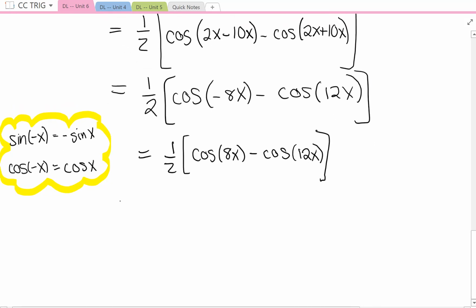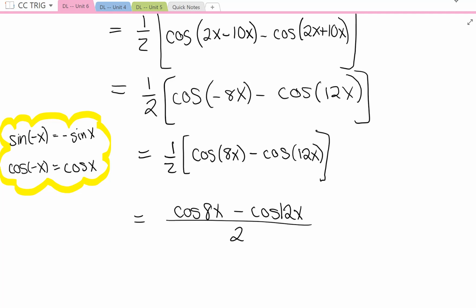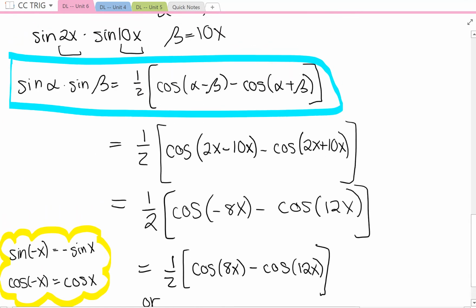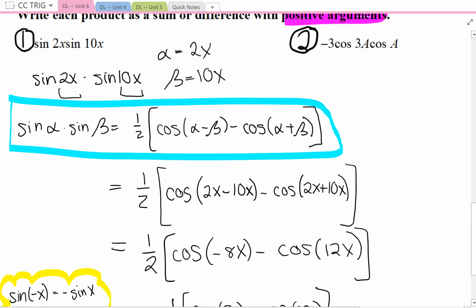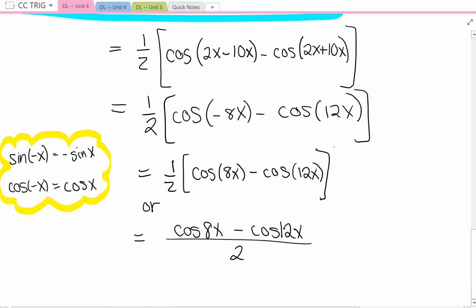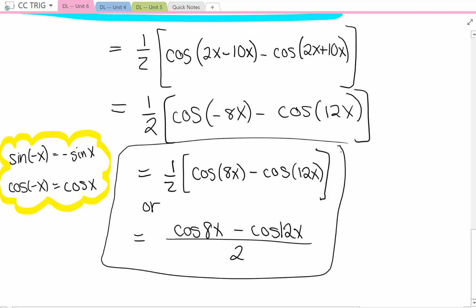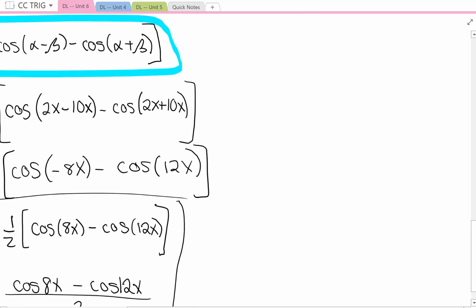In the answer key, they write it as one huge fraction, so this is what it will look like. Cosine 8x and cosine 12x are not like terms. You cannot combine them. So your answer for turning this product, sine 2x times sine 10x, into a sum, either one of these forms is acceptable. You can have parentheses around the argument. You don't need to necessarily.